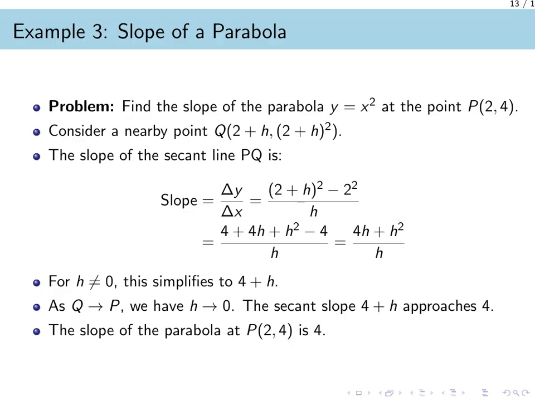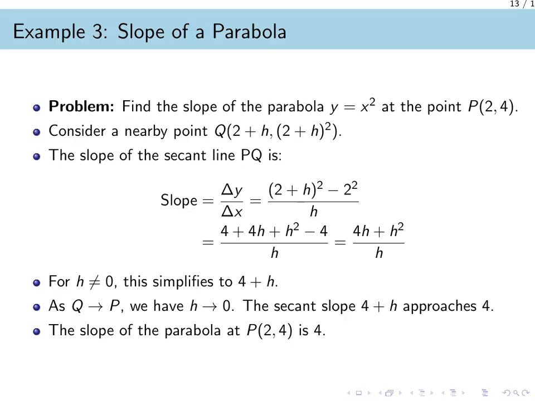The slope of the secant line connecting P and Q is the change in y divided by the change in x. The calculation shows this is the fraction with the quantity 2 plus h squared minus 4 in the numerator, all over h. After we expand and simplify this expression, the slope of the secant line becomes simply 4 plus h, as long as h is not 0.